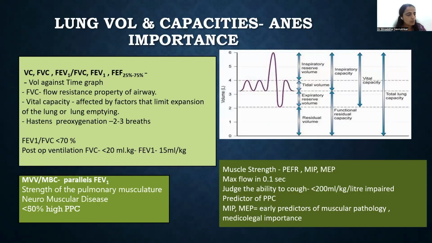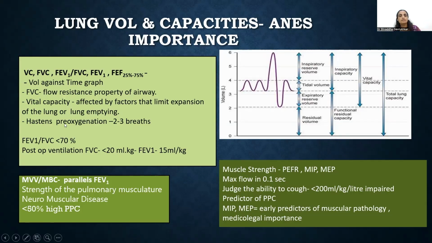The other lung volumes and capacities which we see display the flow resistive property of the airways: the forced vital capacity, the vital capacity, the FEV1 by FVC ratio, then your forced expiratory flow rate. All these are plotted as flow against time graph. So it tells you about the resistance, the property of the airway. The vital capacity is affected by factors that limit both. It is done by, after a regular expiration, you have to maximally inspire and then forcefully expire, so both factors can limit it.